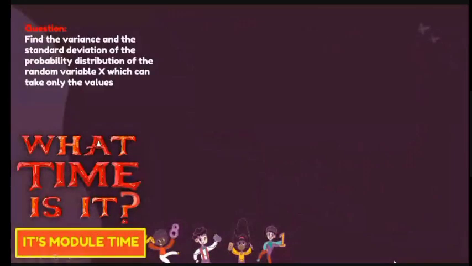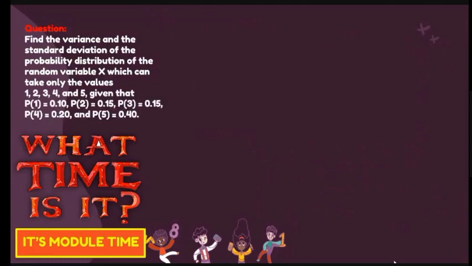Next, question number 2: find the variance and standard deviation of the probability distribution of the random variable x, which can only take the values 1, 2, 3, 4, and 5, given that the probability of 1 is equal to 0.10, probability of 2 is 0.15, probability of 3 is 0.15, probability of 4 is equal to 0.20, and then the probability of 5 is equal to 0.40.